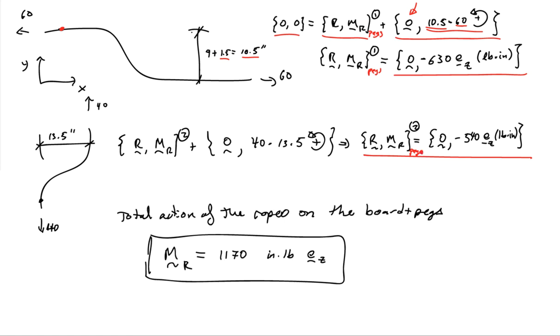So if I put those 2 together, I can get the total action of the ropes on the board plus peg system, and that now is going to come to me with a plus sign, 1170 inch-pounds about the z-axis. And it's a plus sign and not a minus sign because I'm using action equals reaction to get the final result.